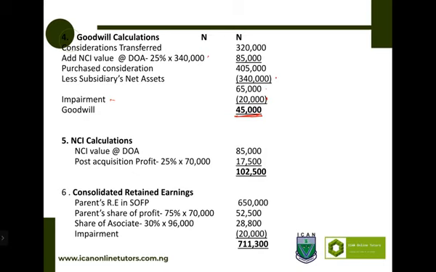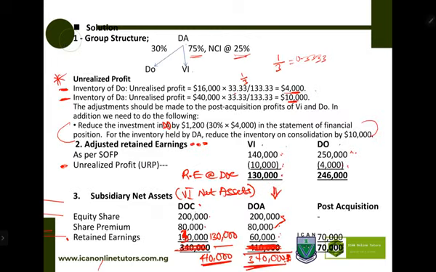So having gotten your goodwill, the next one now is to do the NCI calculations. For the NCI calculation, you've already done the job. Don't bother yourself much. NCI value at DOA, that is what you've calculated there. Post-acquisition profit. What is the post-acquisition here? 130 minus 60, you can see post-acquisition is 70. This post-acquisition will be shared between parent and subsidiary, because they are the two involved.